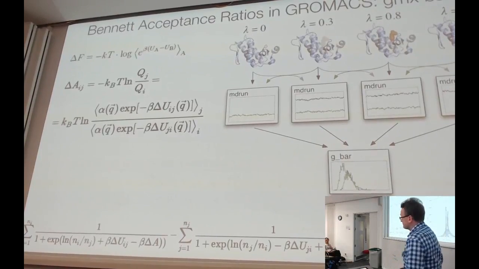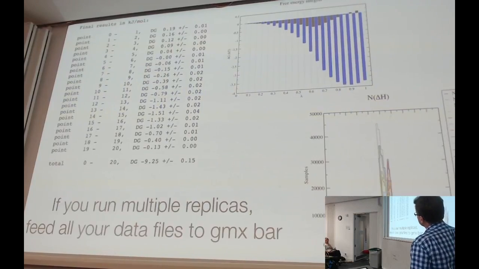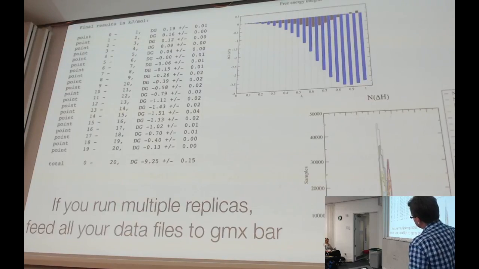And I mean everything. So you're going to get your free energies, you're going to get your free energy for every single point between the lambda points. You're going to get the maximum likelihood value for the free energy. You're going to get the estimated standard error in each window. And you're also going to get the estimated difference in the total free energy together with the standard error estimates.